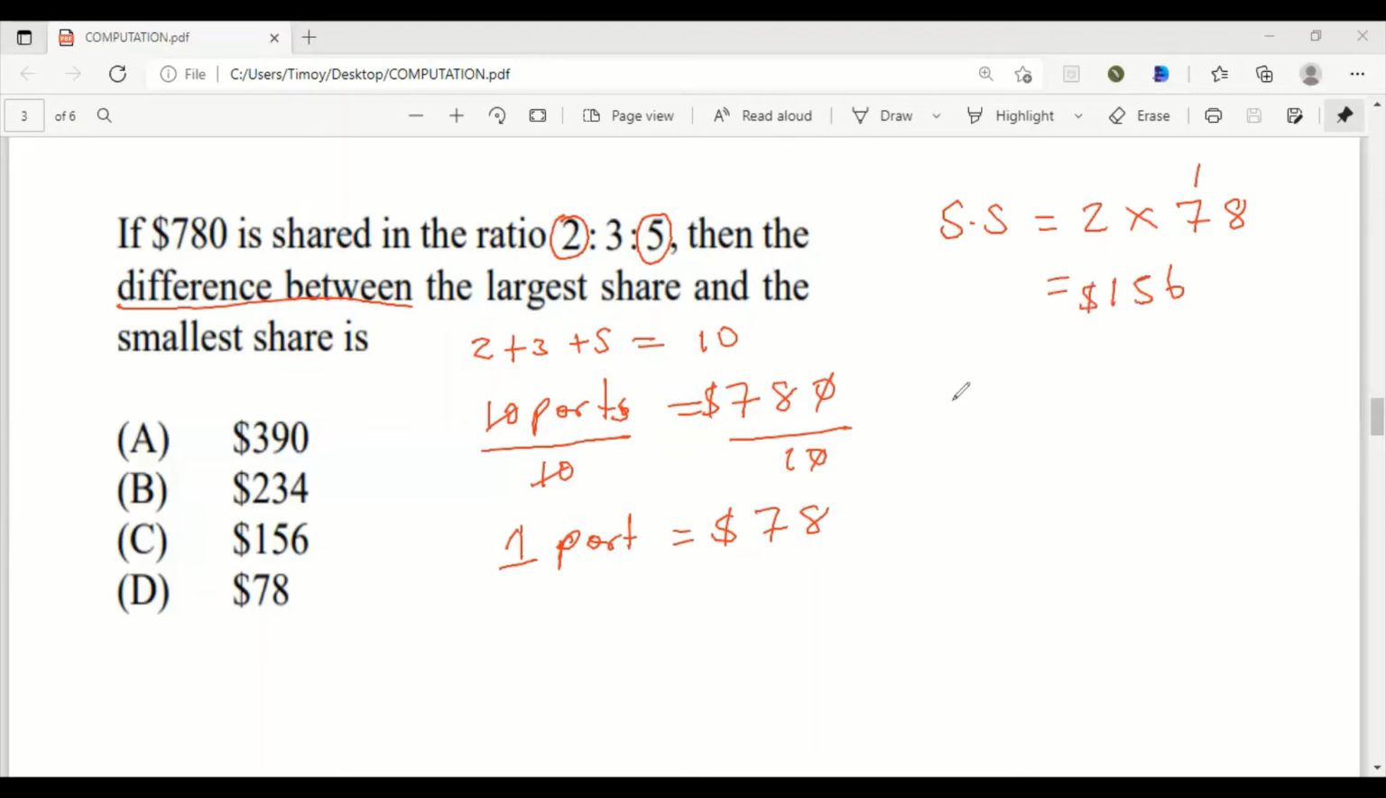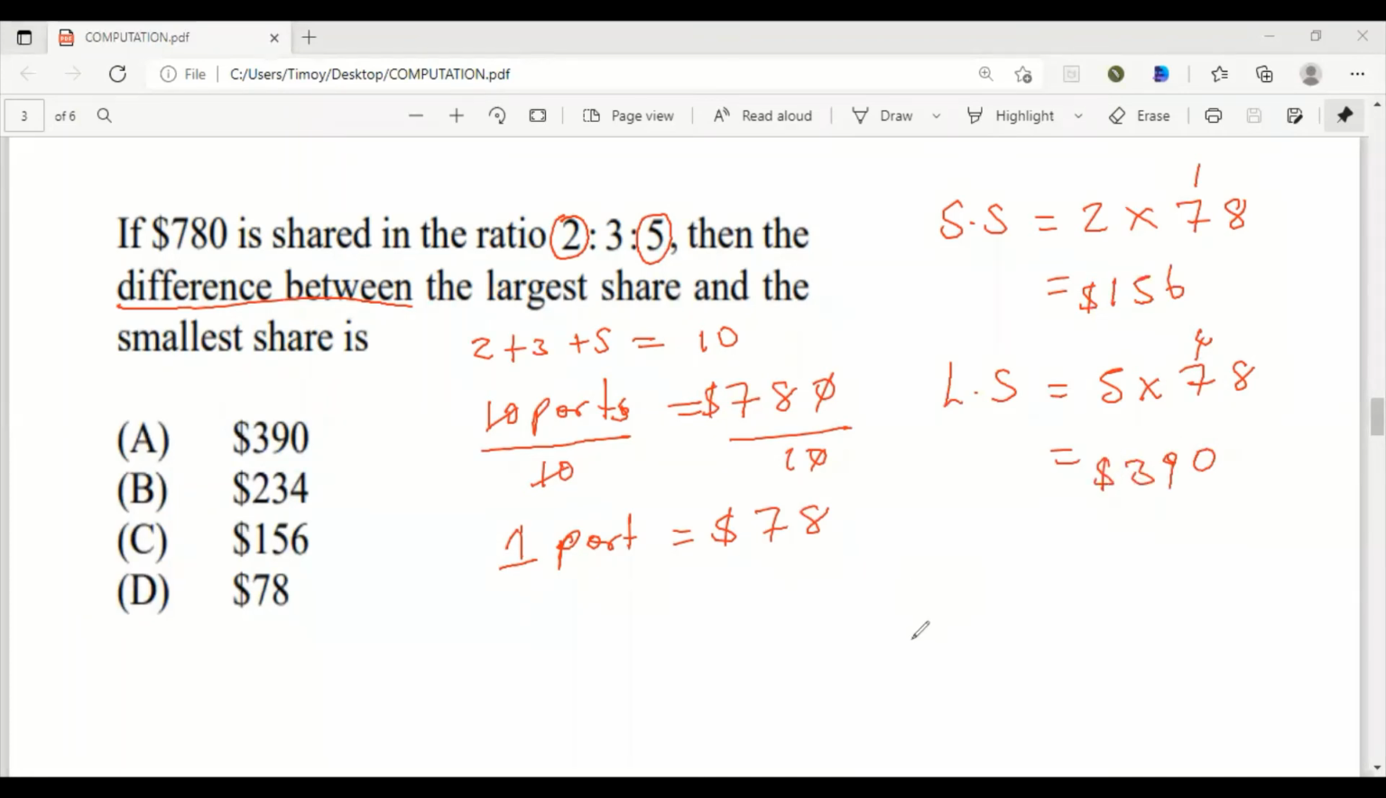And what's the largest share? We're going to use L for largest share. The largest share is going to be 5 times what 1 share is. So it's going to be 5 times 78. And what is 5 times 78? 5 8s, that's going to be 40. So it's going to be 0, carry 4. 5 7s, that's 35, plus 4, that's going to give us 39. So that's $390. Are we finished here?